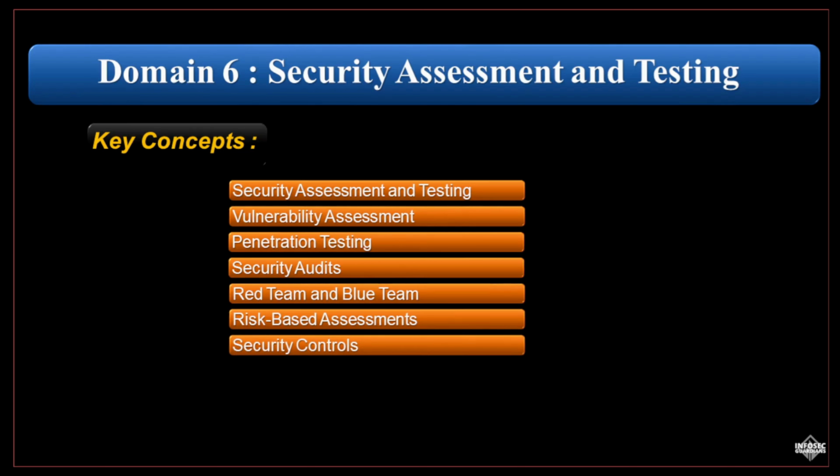Security controls. Security controls are measures, policies, and procedures that organizations implement to protect their assets, systems, and data. Security controls are categorized into administrative, technical, and physical controls, each serving a unique role in security.